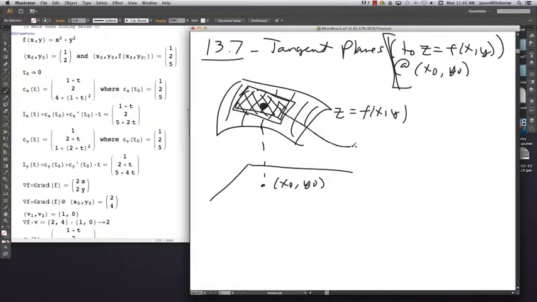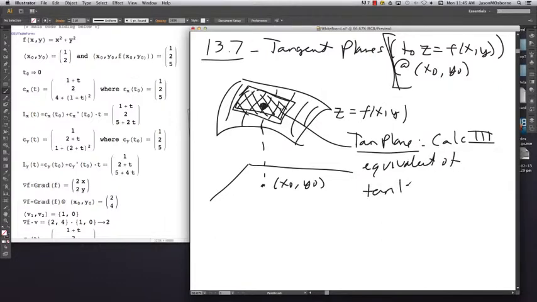This tangent plane right here is the Calc 3 equivalent of the tangent lines idea from Calc 1.